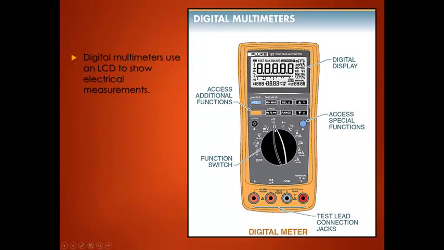Digital multimeters use an LCD to show electrical measurements and have multiple functions on them. So you can see there's multiple functions on this meter: off, AC voltage, AC millivolts, DC volts, DC millivolts, ohms, capacitor check, temperature, AC amperage, milliamps, microamps, DC amps, milliamps, microamps. So this meter that we have here has a lot of different options. Not all meters are going to have these options.